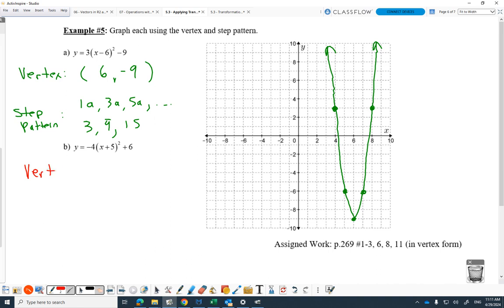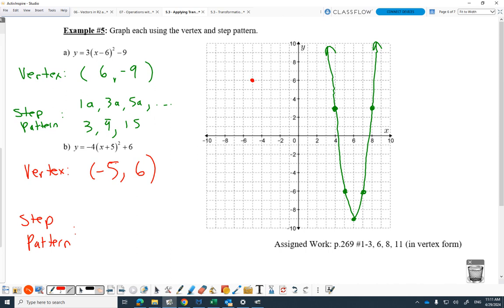Vertex, step pattern. Negative 5, 6. She's fast at those now. She's got a rule in her head, I think. Change the x, keep the y. I can only put that on if you want. Negative 5, 6. There's the vertex.